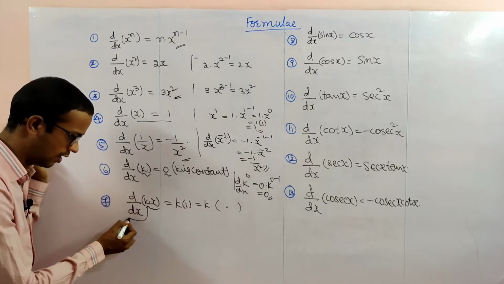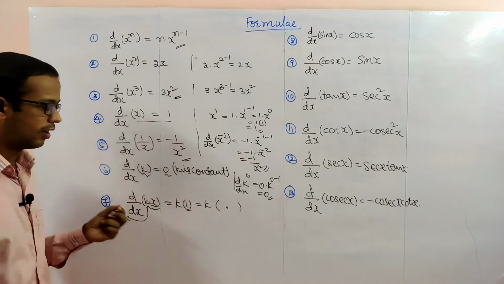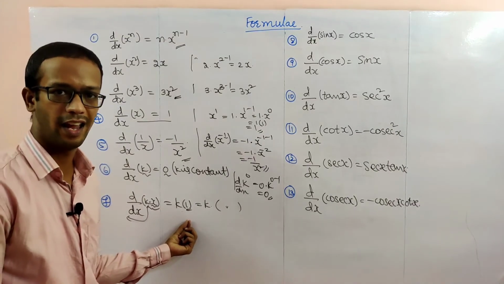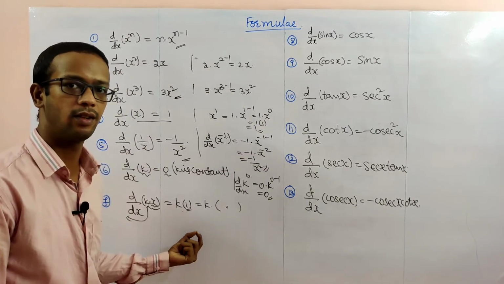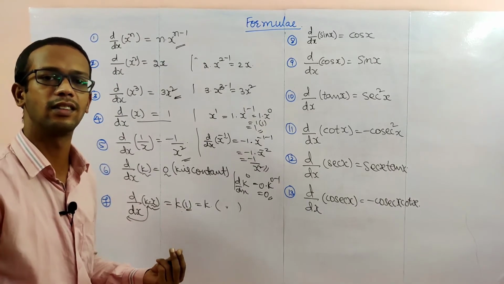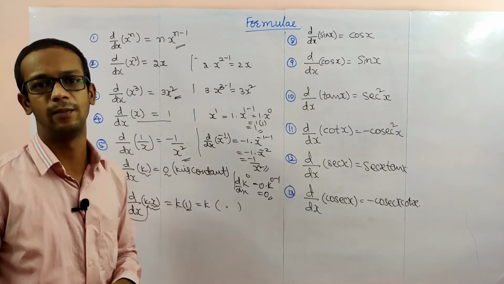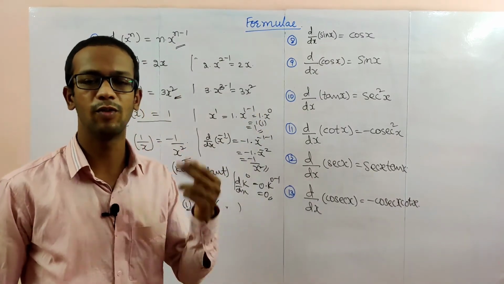Write the constant outside separately. The derivative of x is 1. So the derivative of kx is k. The derivative of 2x is 2. The derivative of 3x is 3. Here the x value is 1, 3x value is 3. Next, already we discussed trigonometric problems.